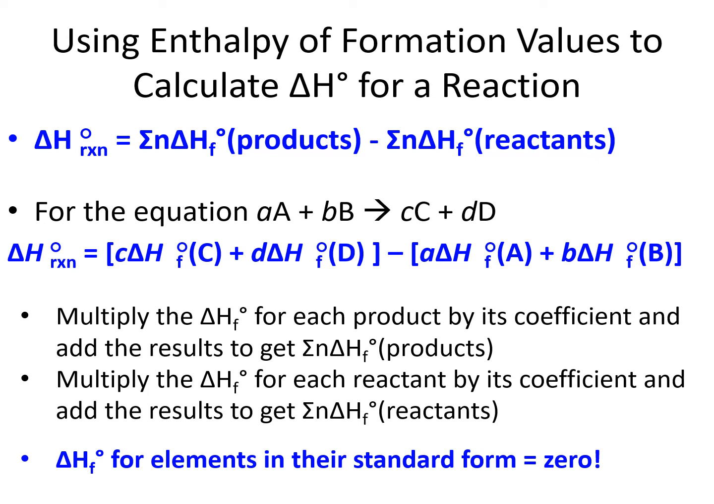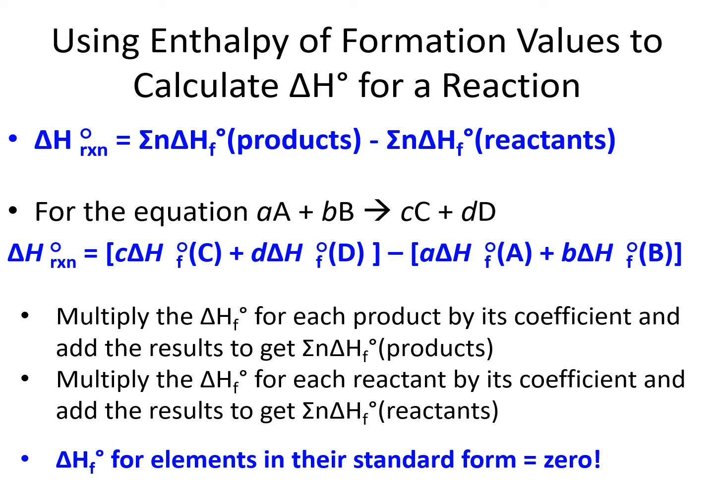So let's say we have the generalized equation: little a big A plus little b big B goes to little c big C plus little d big D. The little letters represent the coefficients, and the big letters are the chemical formulas of each of the reactants and products. So our delta H for a reaction is going to be stuff from our product side, the stuff on the right-hand side, minus stuff on our reactant side, the stuff on our left. So we're starting out with C and D, and then we're subtracting A and B.